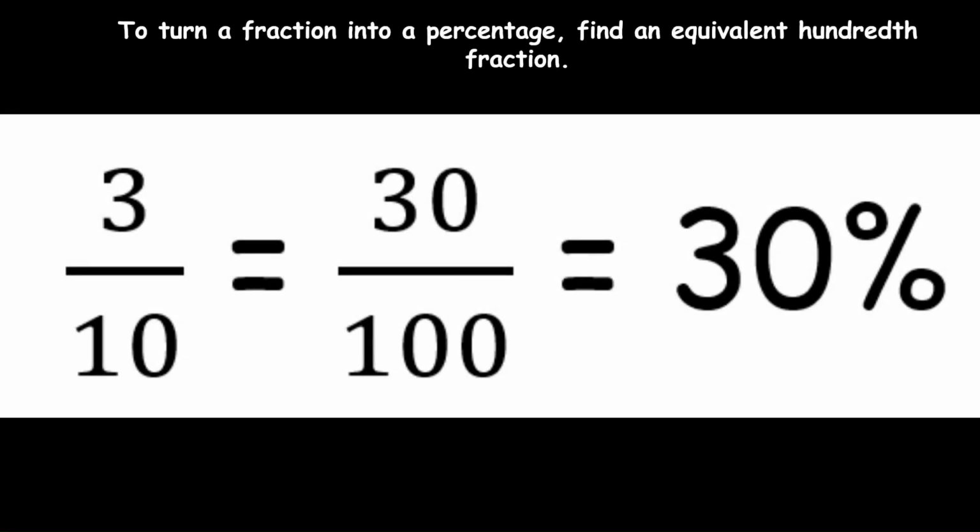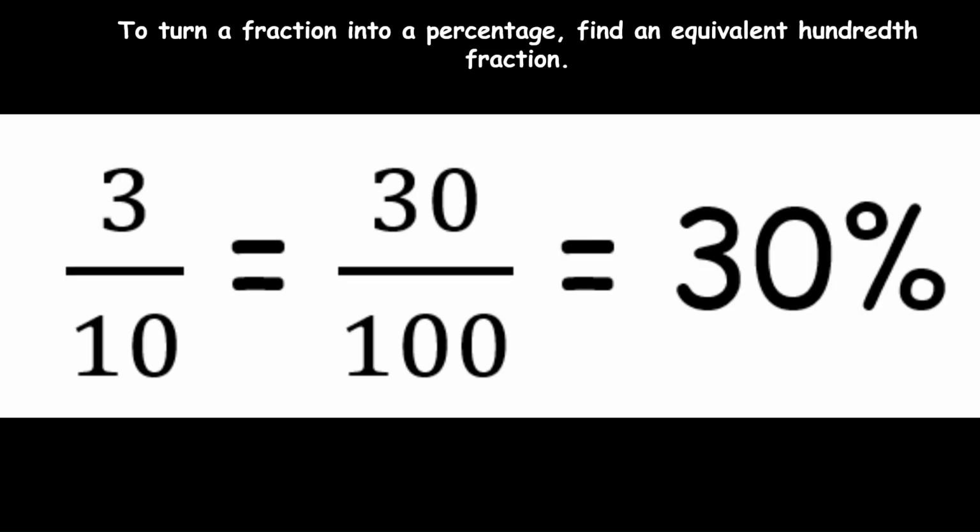When we want to turn a fraction into a percentage, we need to find an equivalent 100th fraction. For example, 3/10ths is equivalent to 30/100ths, and we know that percent means out of 100, so 30 out of 100 would be equal to 30%. So whenever you see a fraction which is not out of 100, you can make its equivalent 100th fraction, and then you will know what it is as a percentage.